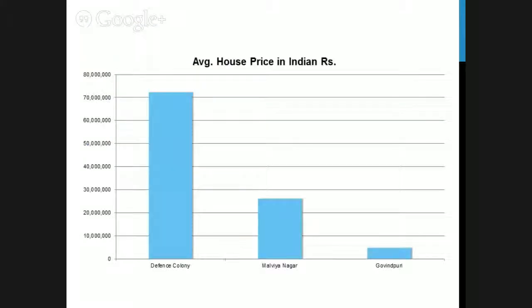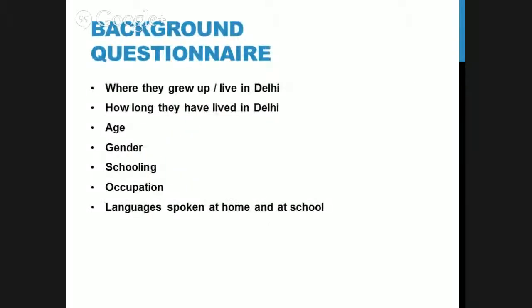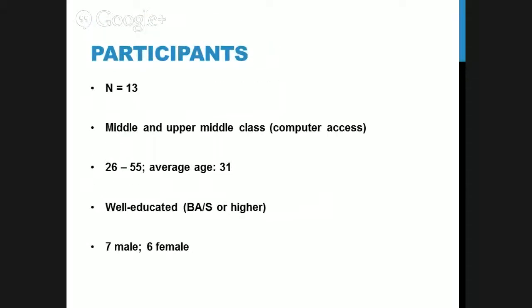And then finally a background questionnaire at the end where I ask these questions: where they grew up, lived in Delhi, how long they lived in Delhi. So one of the requirements for taking the survey, I wanted people who had lived in Delhi for at least 5 years. Luckily, I got a lot of people who grew up there or live there currently, so that was good. So these were the participants.